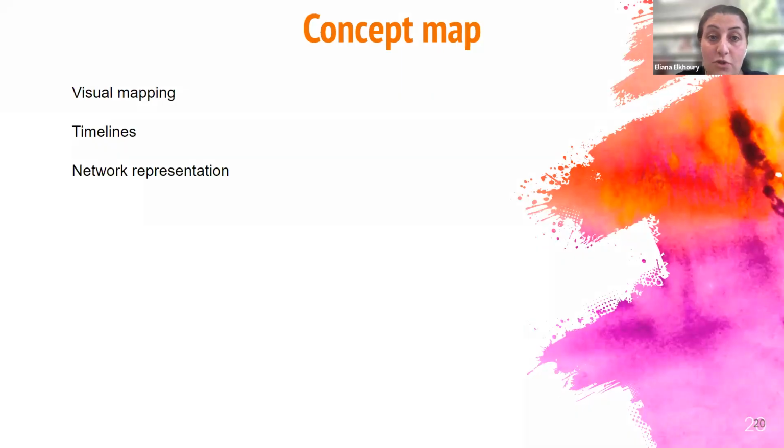You can ask for a visual mapping assessment, for example, ask them to create a concept map. It could be a collaborative concept map, so they have to discuss in order to get to the concept map that they need to demonstrate. They can create a timeline. There are interactive timelines that they can create. They can create a network representation and then make their assessment based on that.